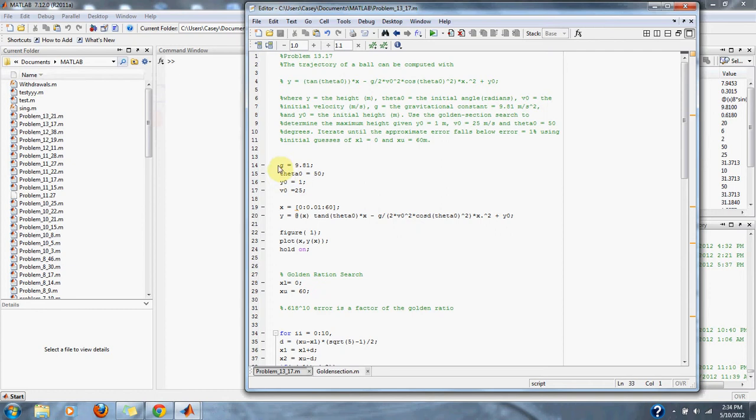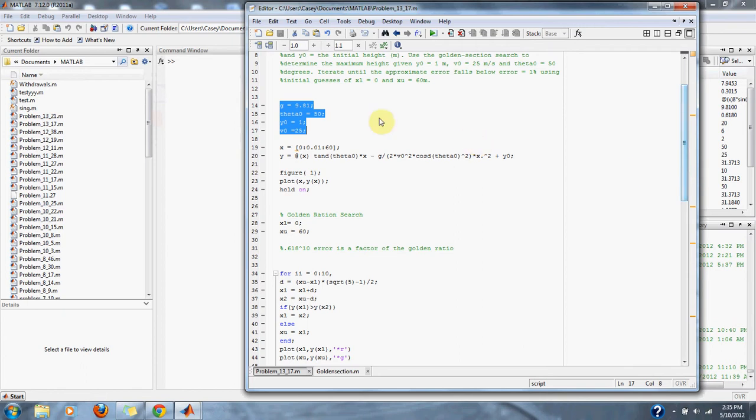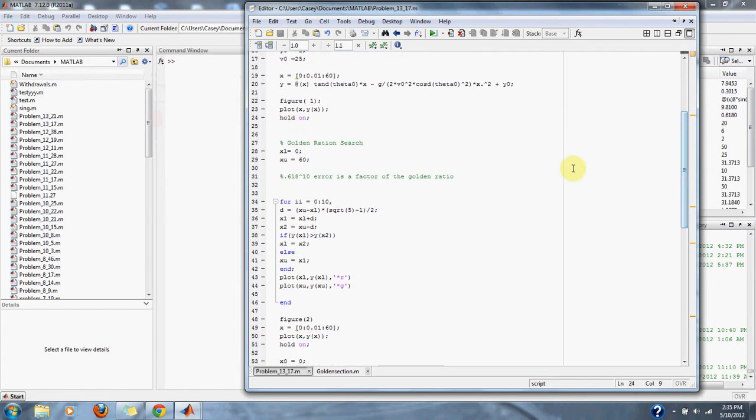So here we type out all our values given to us by the problem: our gravity, our angle, our height, and our velocity. And then we set up our range of x from 0 to 60. And then we retype the equation given to us so it works in MATLAB for our given range of 0 to 60. And we plot it up here. And we use the golden ratio search to find the maximum.